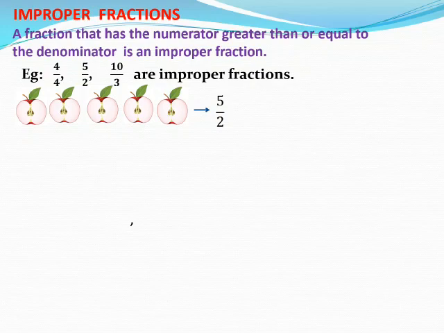Let us see one more example of an improper fraction. Here you can see the square is divided into 4 equal parts. All 4 parts are shaded. The whole is shaded, right?